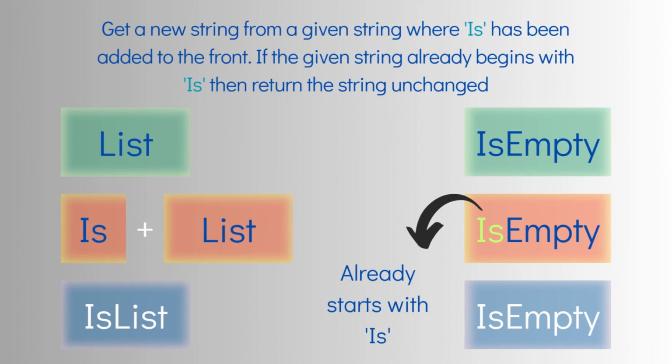Next task. Write a Python program to get a newly generated string from a given string where "is" has been added to the front. Return the string unchanged if the given string already begins with "is". Let's solve it.